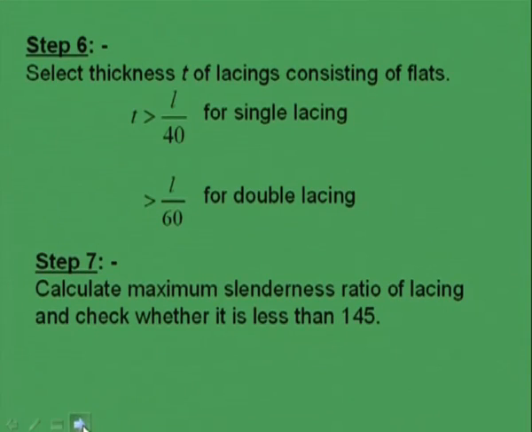Next we will find out the thickness. As we know from the codal provision, thickness should be greater than L by 40 for a single lacing system and L by 60 for a double lacing system.